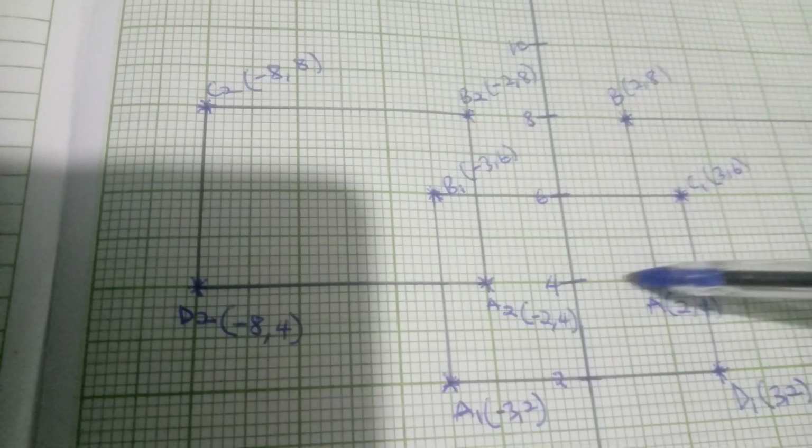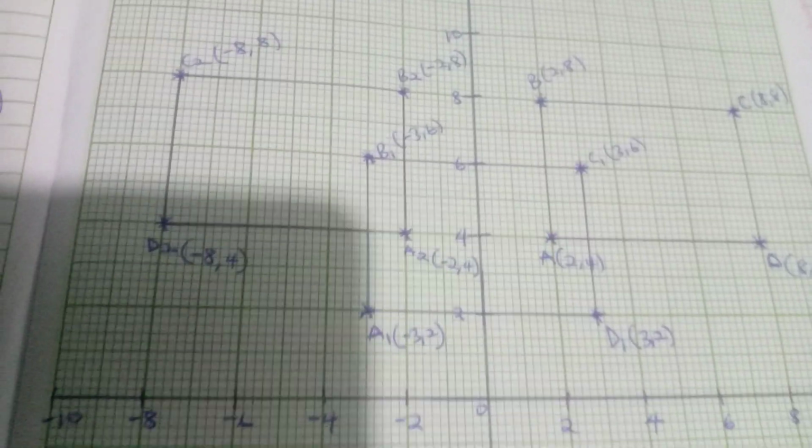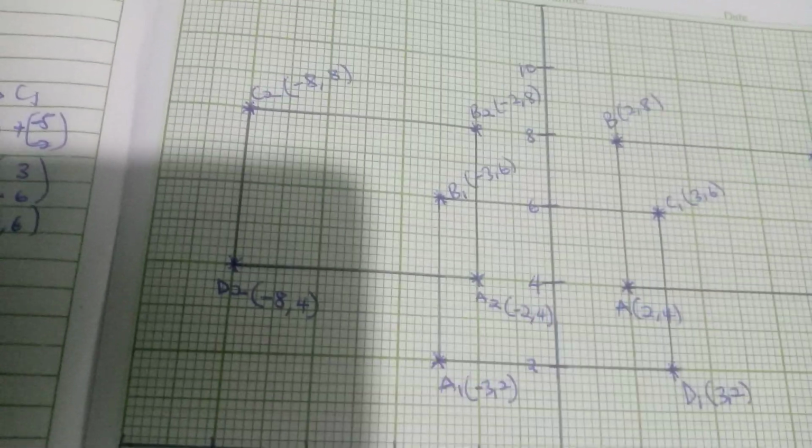Then it says that on the same graph sheet you have to draw the quadrilateral ABCD. So we have A, which is (2, 4). We have B, which is (2, 8). We have C, which is (8, 8). And D, which is (8, 4). So that is ABCD, the quadrilateral you have there.